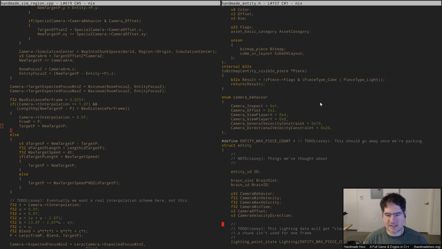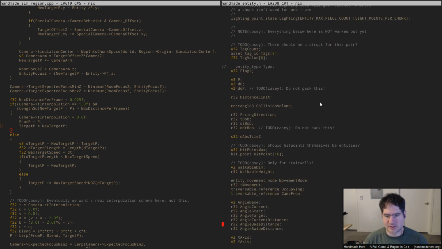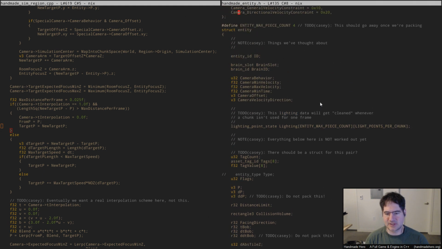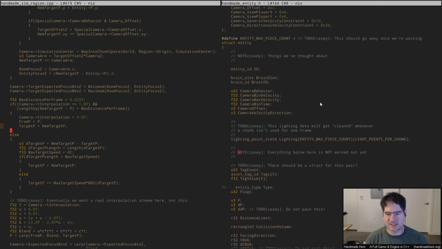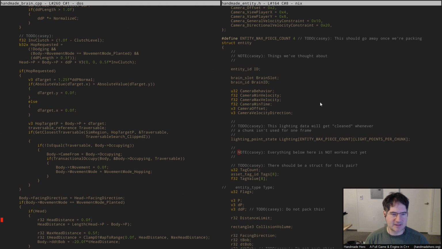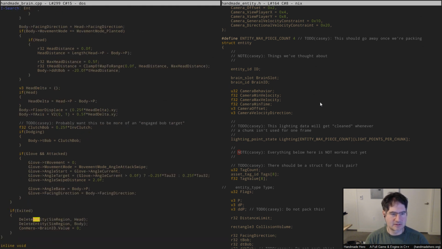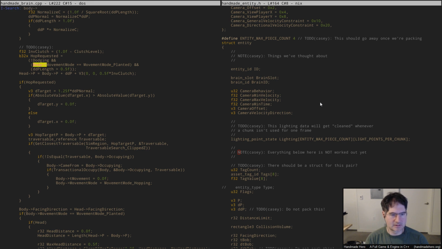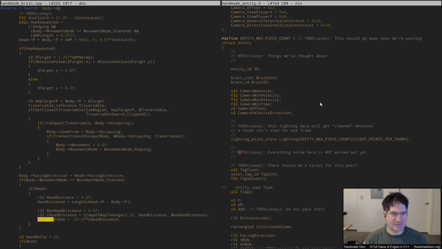So in the entity, I don't actually know, we've got the DP value here, but I don't actually know if anyone is setting that value, like the P, DP, and DDP. I suspect they're probably not. So inside the entity, we never set that, right?